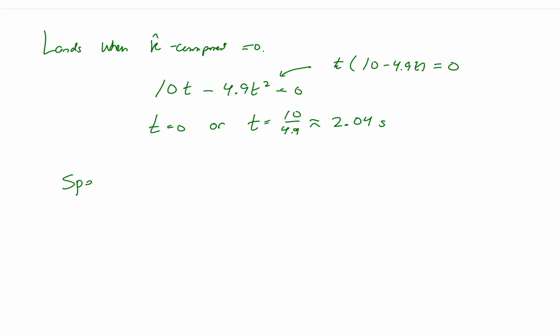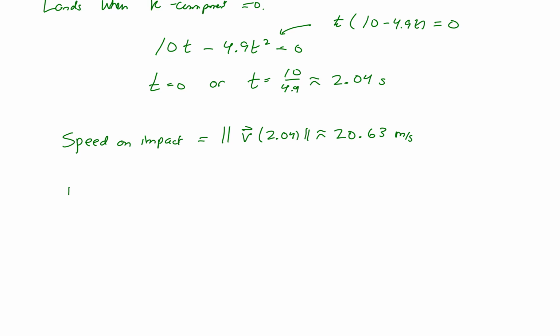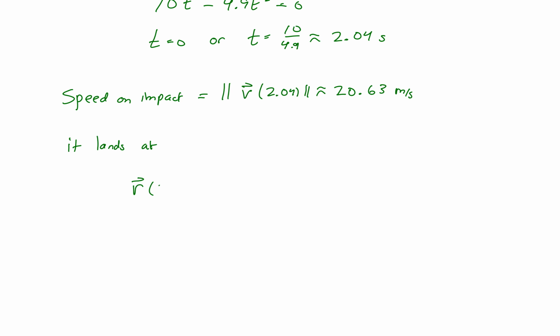So the speed on impact, this is the magnitude of the velocity at this time. And if you just calculate the magnitude of that vector, that's about 20.63 meters per second. And where it lands, well, that's going to be at our position function at 2.04 seconds. And we can check this is approximately minus 15.85 i plus 8.64 j minus 9.99 k.